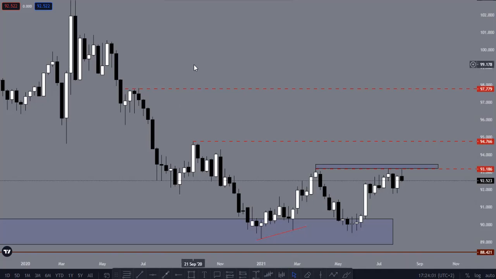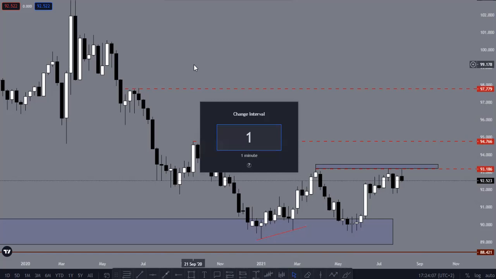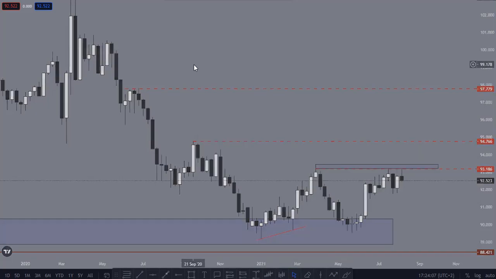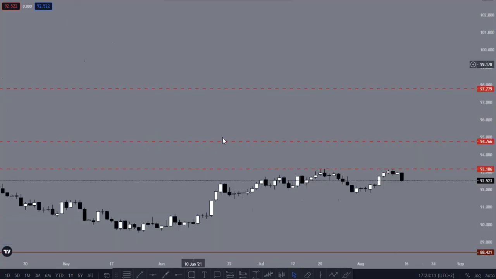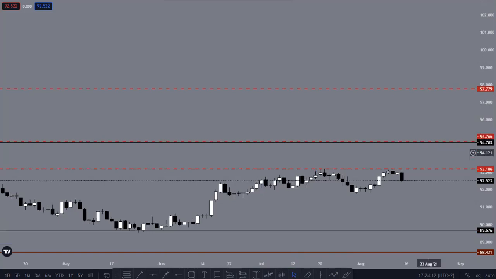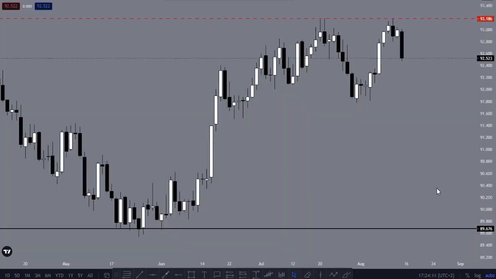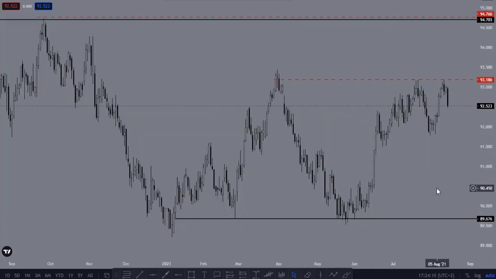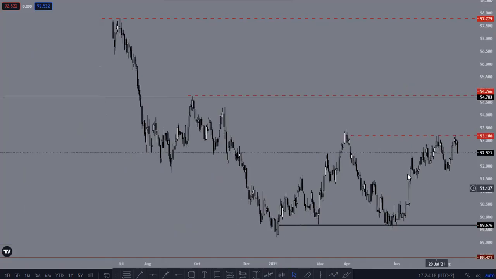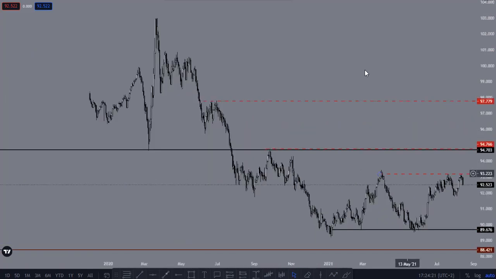Let's go to a lower time frame. I'm on a weekly. Remember, guys, I'm going to go to a daily time frame. I'm on a daily time frame now. I am on a daily time frame, guys.